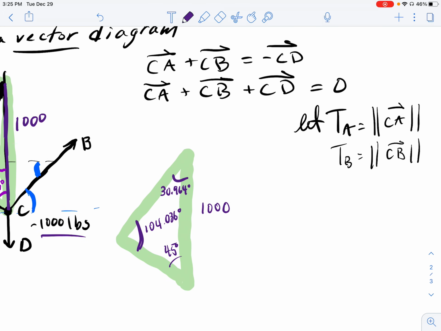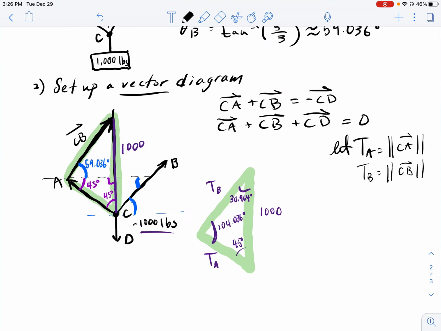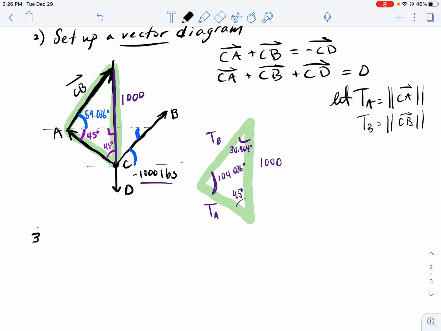And I'm going to label the magnitude of vector CA as the tension of vector CA, and this is the tension or magnitude of vector CB. All I have now is an oblique triangle where I'm given three angles and a side, and I can use either the law of sines or the law of cosines to solve for my remaining sides. Well, given that I have two angles at a minimum and a side here, it would make more sense to use the law of sines to finish solving this triangle. So we're going to use the law of sines.